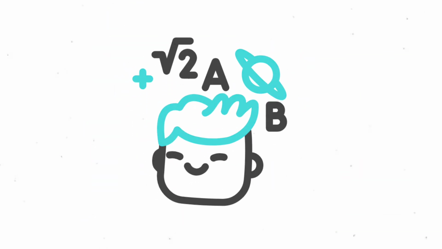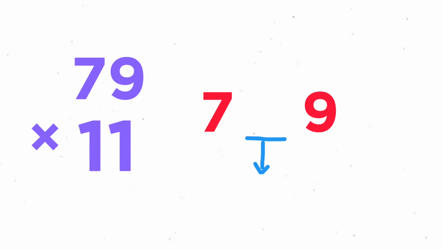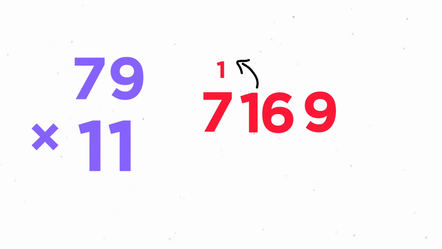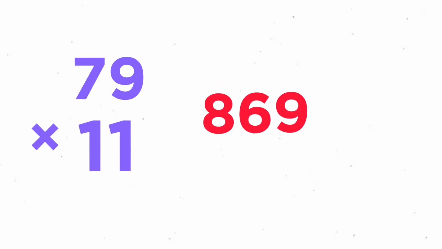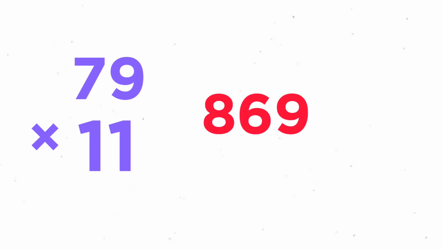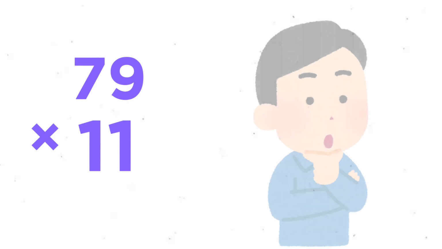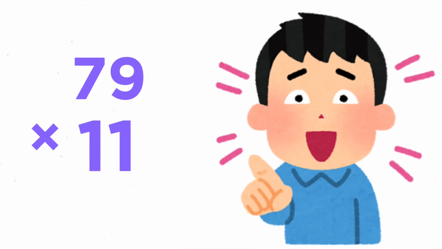Good question. Let's take 79 times 11. Write 7 and 9, and in the middle write 7 plus 9 equals 16. Take 1 as carry, add it to 7 to make it 8, and keep the 6 in the center. The final answer is 869. See? Lightning fast. Now you might think these are only for special numbers, but nope. This is just the beginning.